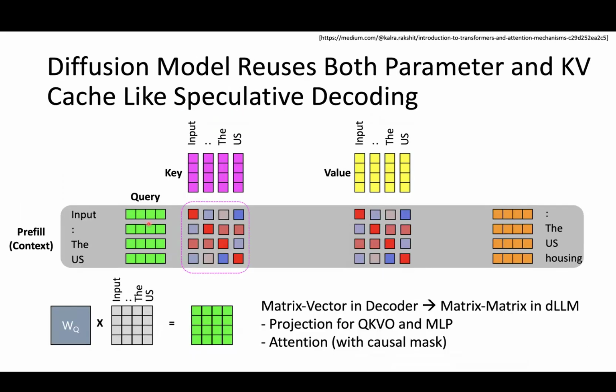But in the case of speculative decoding, actually the draft length cannot be so long, like 100. More than 10 is very hard to achieve. So usually maximum 8. But we want to go further. So to do that, currently diffusion models are being actively studied. So in the case of diffusion model, again, we want to have computation characteristics similar to the case of prefill. So we want to reuse both parameters and KV cache.